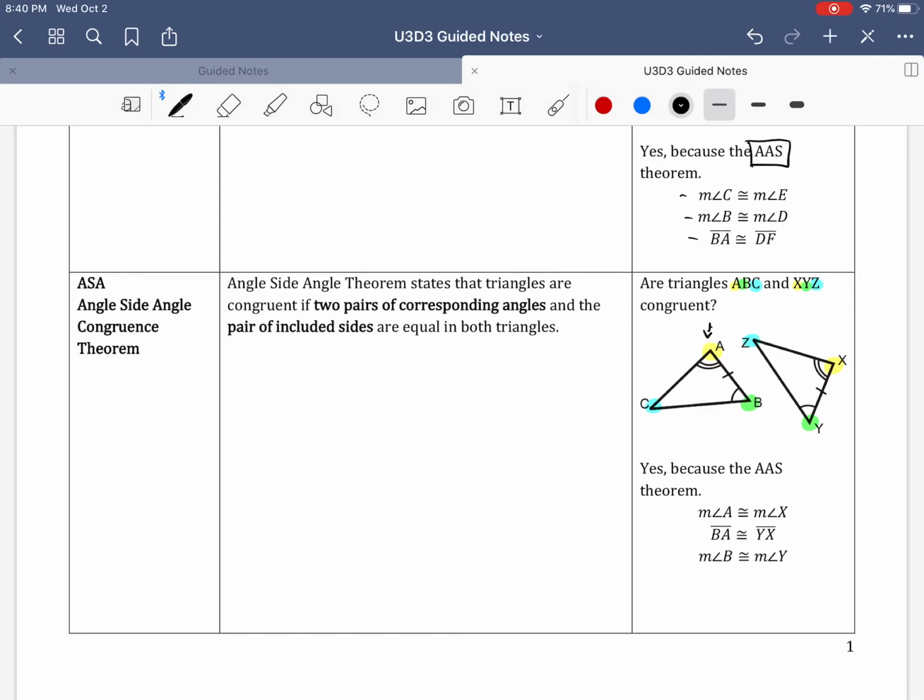Now we're able to tell that this is an angle, that's a side, and this is an angle. And this side is the included side. That means it's included in between our two angles, A and B. Same thing over here. This is our included side. So we know that these are congruent triangles using our angle, side, angle theorem because angle A and X are congruent, segment AB is congruent to segment XY, and angle B is congruent to angle Y.